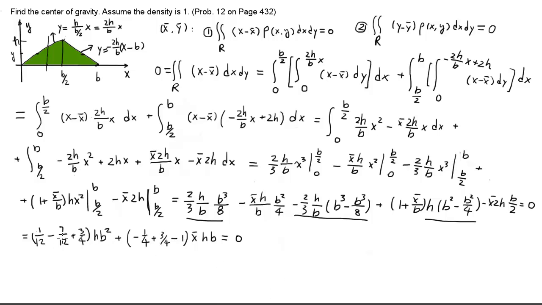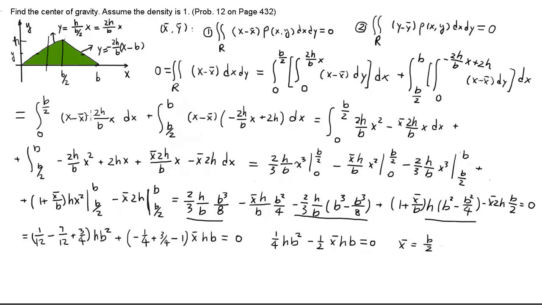And we add them up. This is going to be negative 1/2 plus 3/4, so we have 1/4 and hb squared. And then look at this term over here: it's 3/4 and it's going to be negative 1/2, negative 1/2 times x bar and hb, and this is equal to 0. If we cancel hb on both sides, this is what we have. So x bar must be 1/2 of b, and that's the answer we have. This is the x coordinate of the center of gravity.